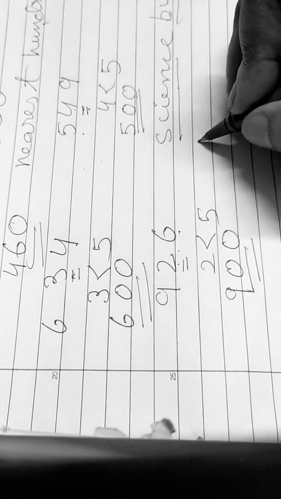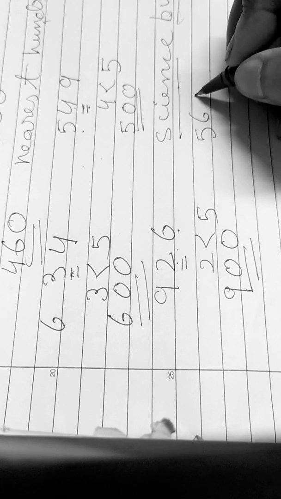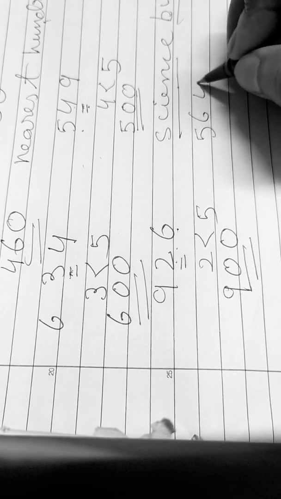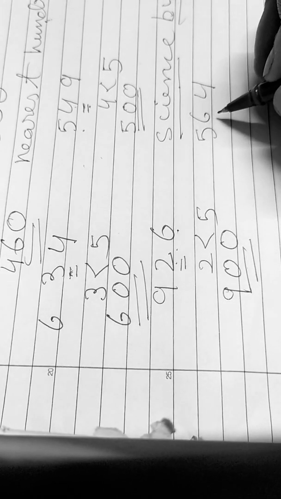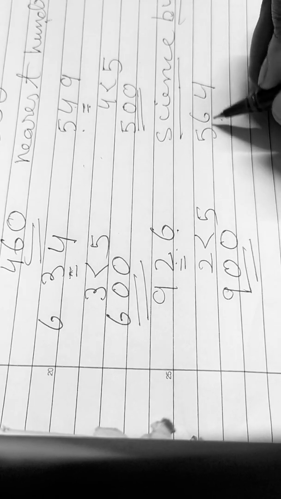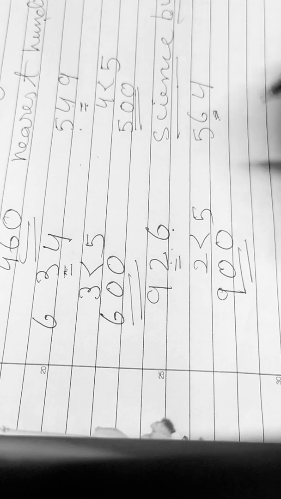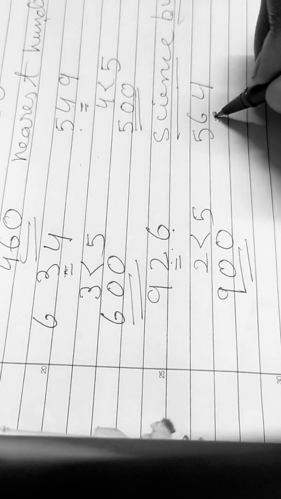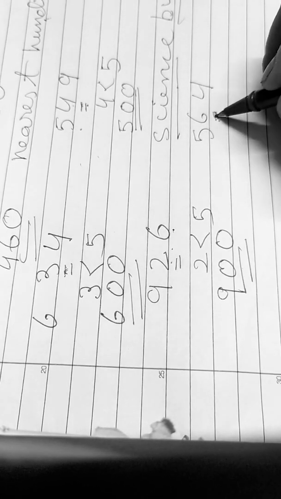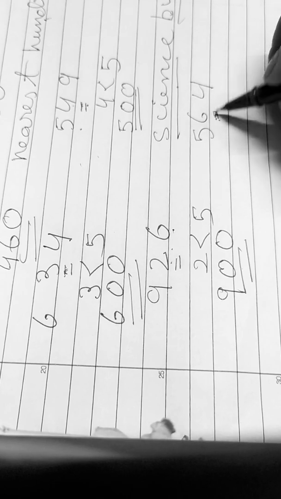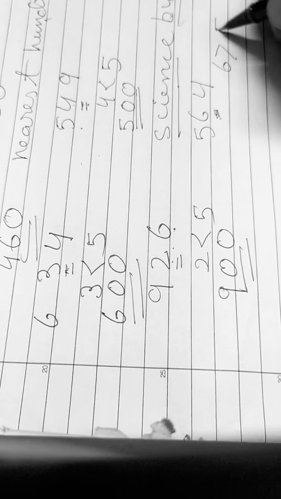Now, come to the point. Another example I am taking here. 564. Clear? 564. Again the question is nearest 100. So you will see the digit at the tens place. This tens place is what? 6. 6 is what? More than what? 5. This 6 is more than 5.